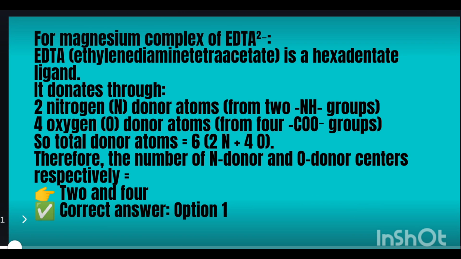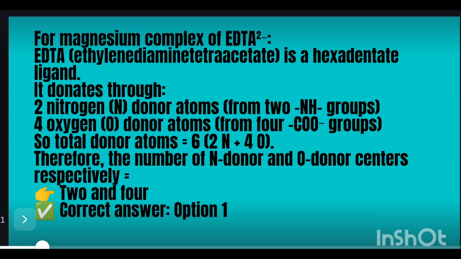For the magnesium complex of EDTA 2 minus, EDTA means ethylene diamine tetraacetate, that is a hexadentate ligand. It donates through 2 nitrogen donor atoms from 2 NH groups and 4 oxygen donor atoms from 4 COO groups. So total donor atoms is equal to 6, 2 nitrogen plus 4 oxygen. Therefore, the number of nitrogen donor and oxygen donor centers are respectively 2 and 4. So, the correct answer is option 1.